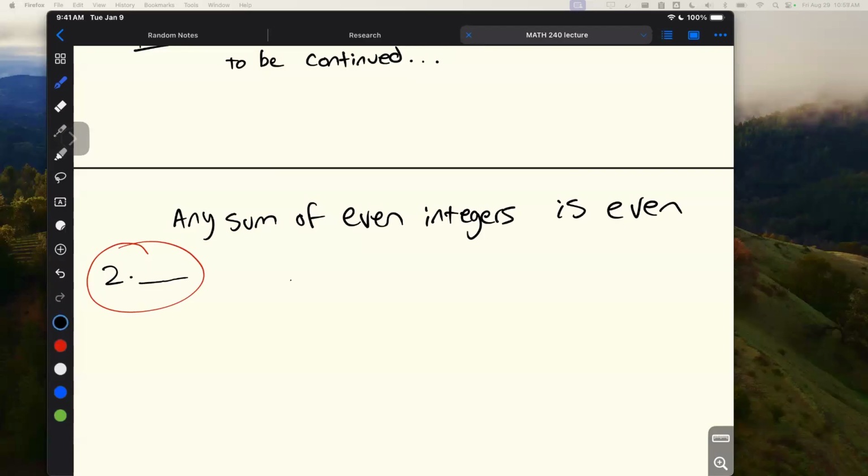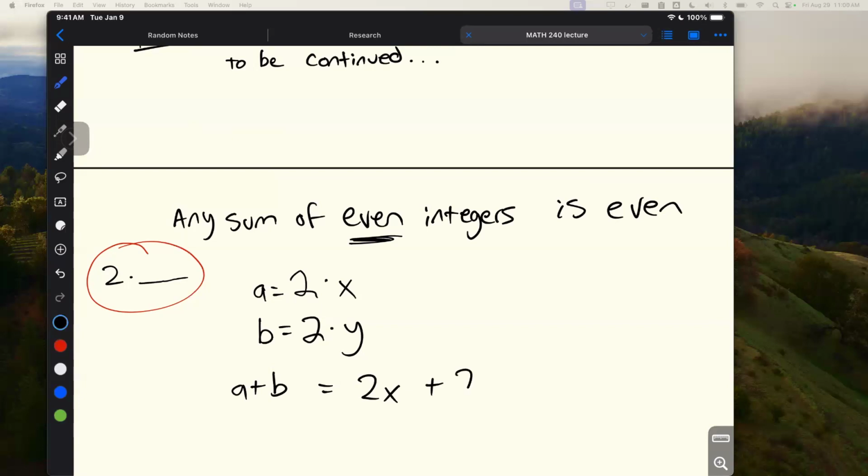So let's say we've got 2 times x. That's the first even number. Let's call it a. And our second even number is 2 times y. x and y we can assume are both integers. They don't necessarily have to be the same thing. So we've just chosen 2 numbers, and we said they're even because that's what we said right here. And we're going to add them together. So a plus b gives us 2x plus 2y.